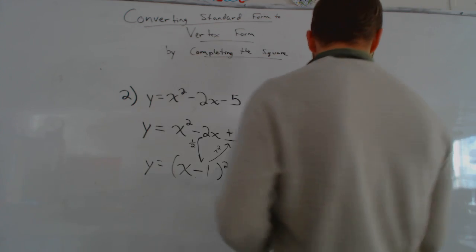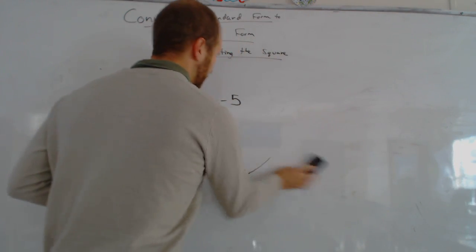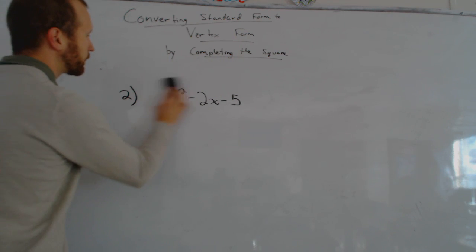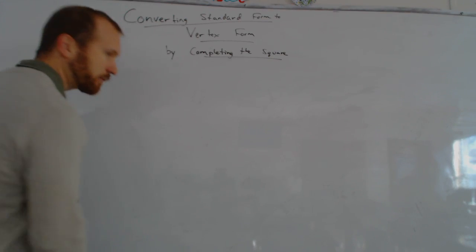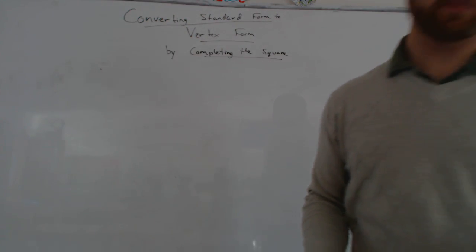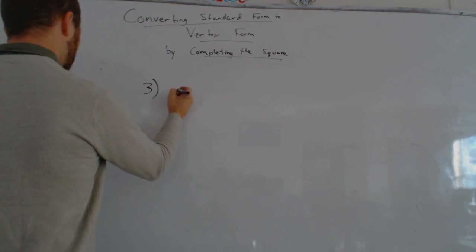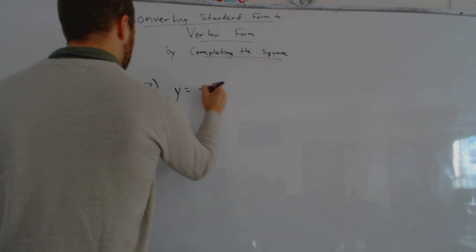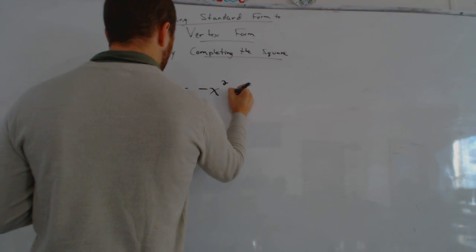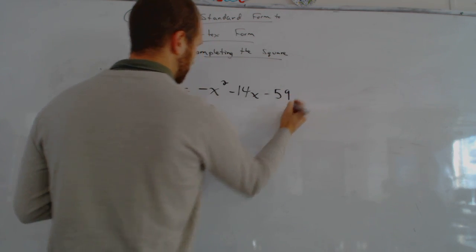Either way, totally fine. So here's the trick. The thing about vertex form is there's no coefficient on x squared. Okay? So now we're going to do 2 examples. This is problem 3 and 4 on your homework. First we'll do number 3. y equals negative x squared minus 14x minus 59.